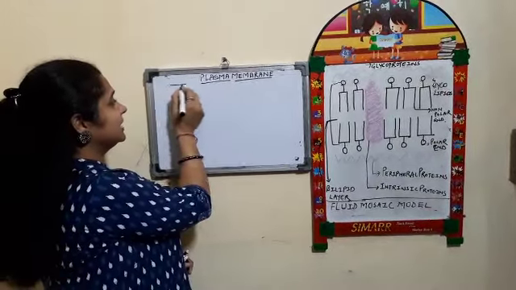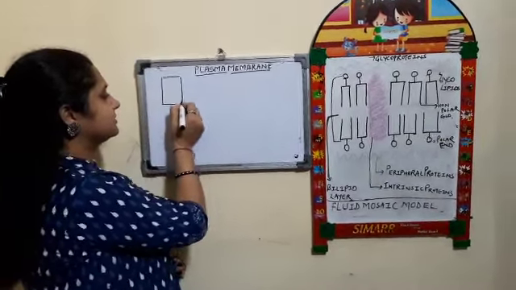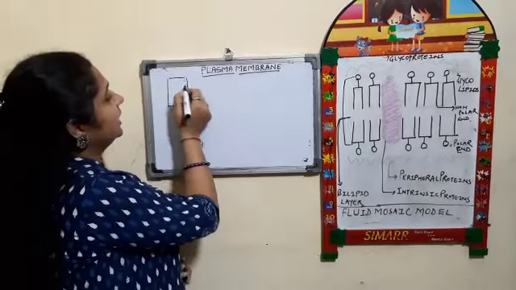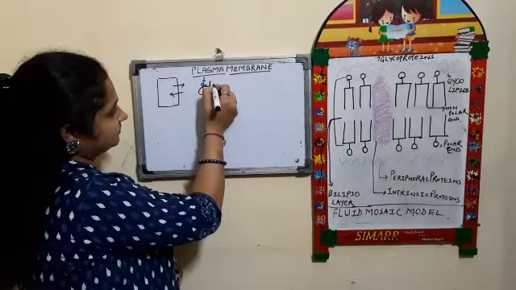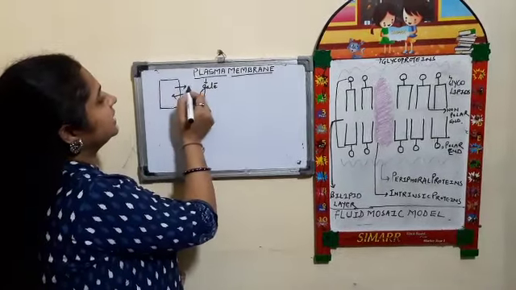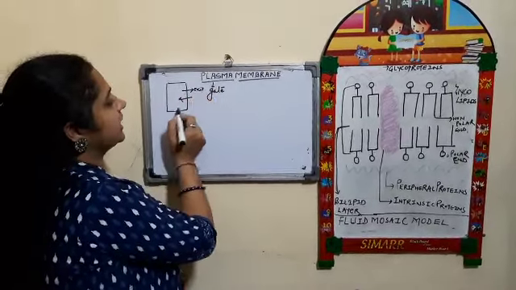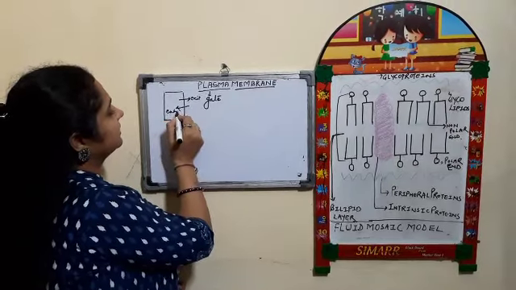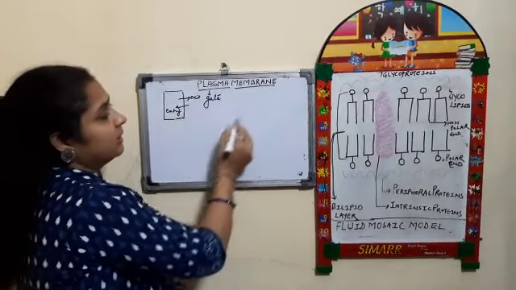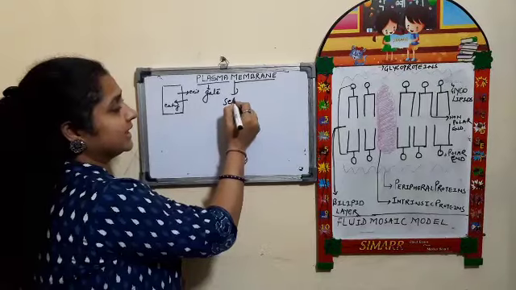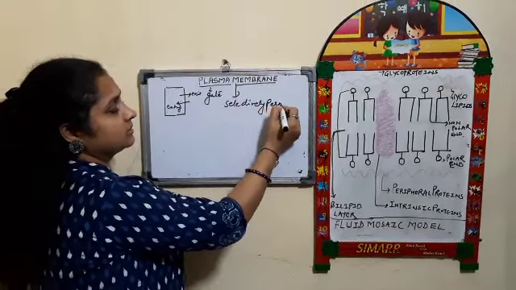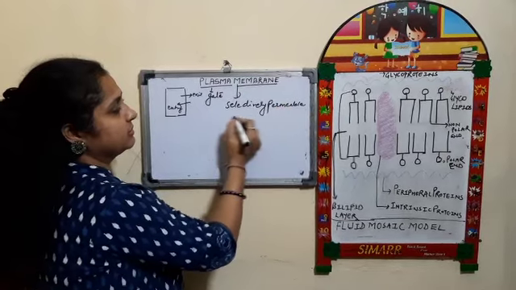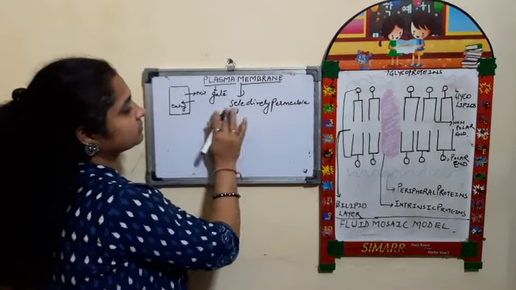So we know that it is the outer covering of the cell. What does it do? It acts as a gate. Why? Because it allows things to come outside and inside. Why? Through a selectively permeable membrane.